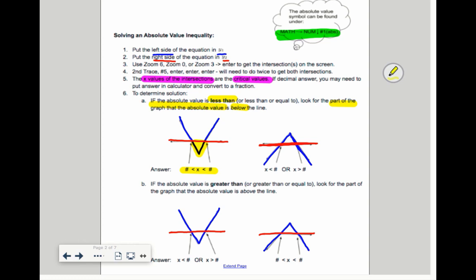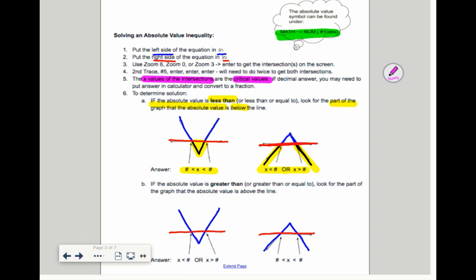If you look at the next example over, which part of the graph of the blue is below the red line? Below the red line would be this part of the graph. Since there's a gap there, that's going to be an "or." And so your answer is going to look like that. The numbers are coming from those critical values, those points of intersection.